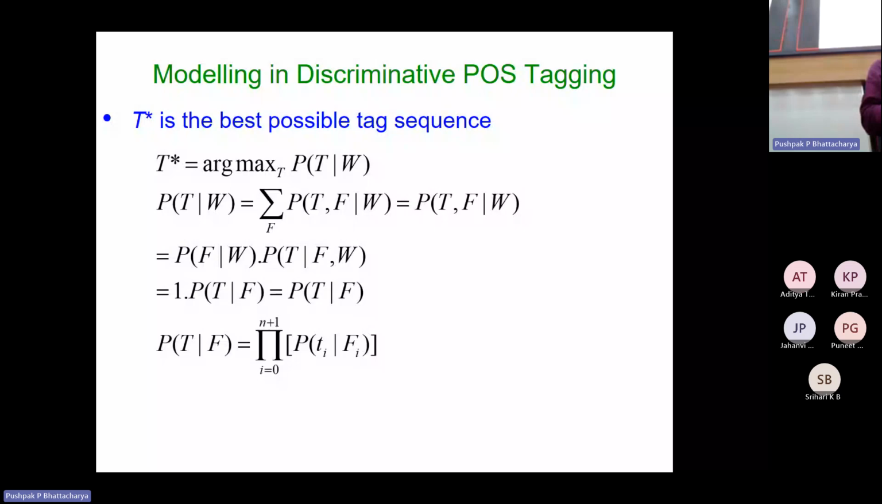So the final formula is probability of Ti given Fi with product over all possible i. Now you see the problem has a very different look. It's a product of probabilities, with every position having a feature. The word can be a feature. So this is more general.